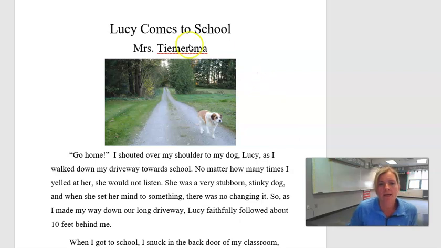I fixed it up a little bit since you last saw it. So I added a title, Lucy Comes to School. I made sure I capitalized each of the words, not the little words, but I capitalized the important words, and added my name. And since it's a true story, I found a picture of Lucy walking down my driveway. I just happened to have a picture. It wasn't of that same day, because I was so mad at her I wasn't going to take a picture of her. But it's still a good picture of her. So if you have any real pictures you want to add to your story, that would be great. I would love to see that.